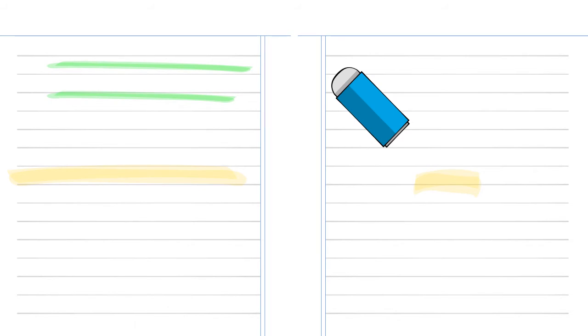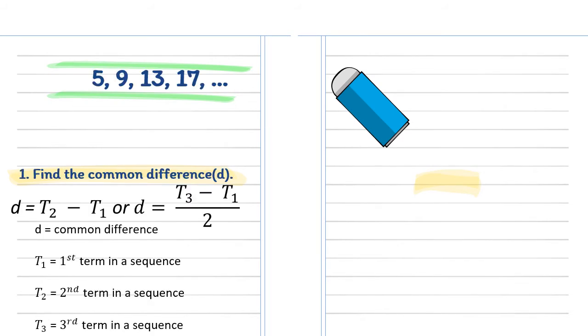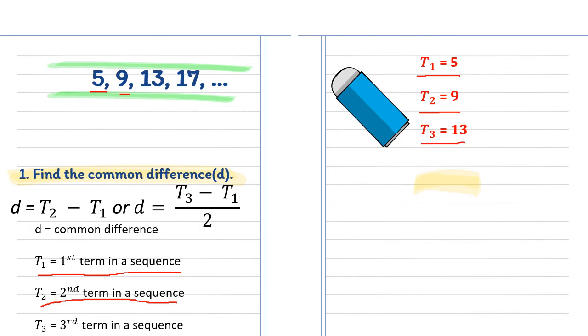Let's find first the common difference. Given, again, we have 5, 9, 13, and 17. So t₁ is equal to 5, wherein t₁ is the first term in a sequence. Since 5 is the first term, therefore t₁ is equal to 5. Next, t₂ is 9 because t₂ is the second term in a sequence and the second term is 9. Next, t₃ is equal to 13 since t₃ is the third term and the third term is 13.